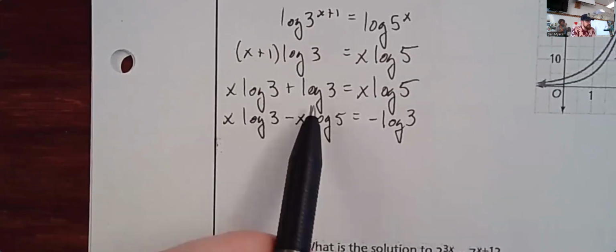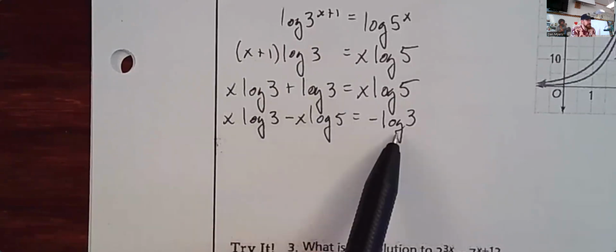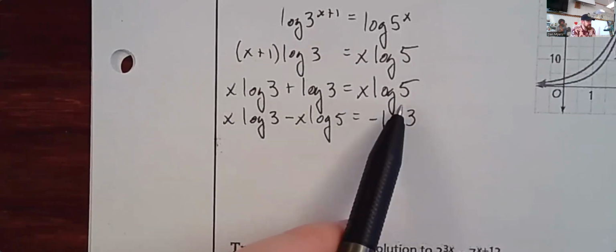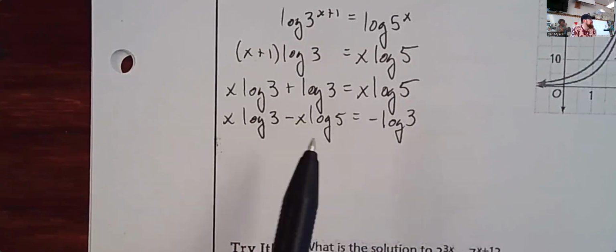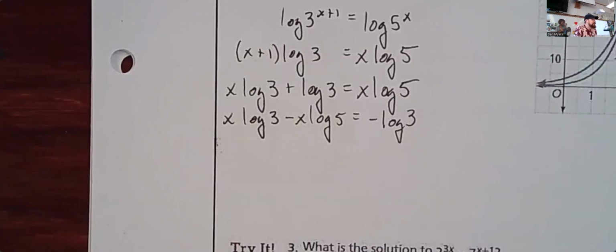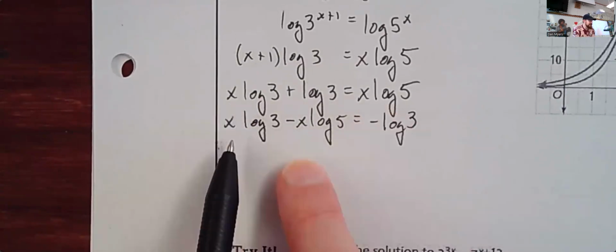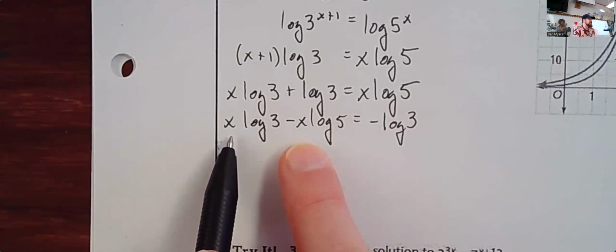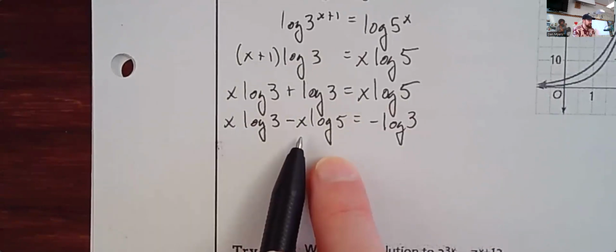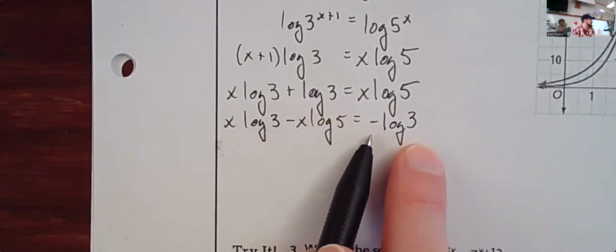I subtracted log 3 to get it to the right side, and I subtracted x log 5 to get it to the left side. This is no different than solving an equation that has variables on both sides. In fact, this is an equation that has variables on both sides. And if you're trying to solve an equation that has variables on both sides, you need to get both variables to the same side. And since both sides had x, we need both x's on the same side. We just brought it over by subtracting x log 5. And we moved the one that didn't have the variable to the other side by subtracting it to the other side. Everybody see what happened there?